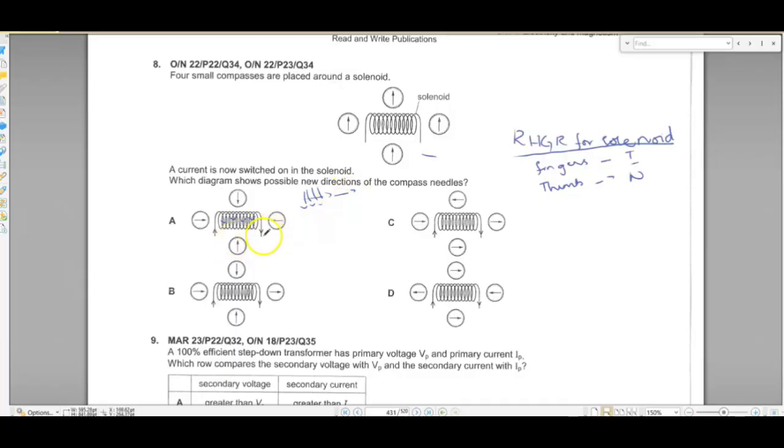So now we know that because of this, this is north and this is south according to the direction of the current. Okay, all the directions are in the same plane. So this is north, this is south, this is north, this is south for all the solenoids. Now the first two options, A and B, are not correct because the compass needle is either going to point towards the right or towards the left. It can't point upwards or downwards.